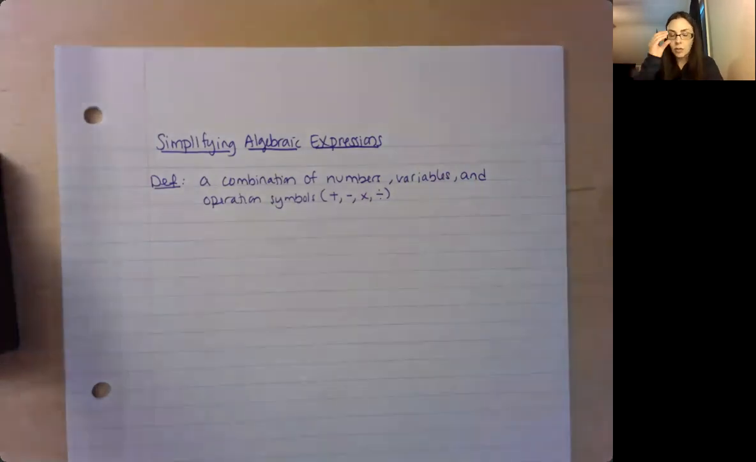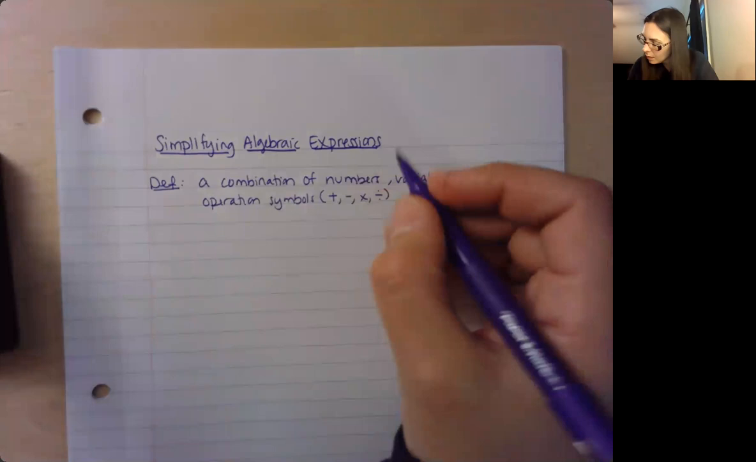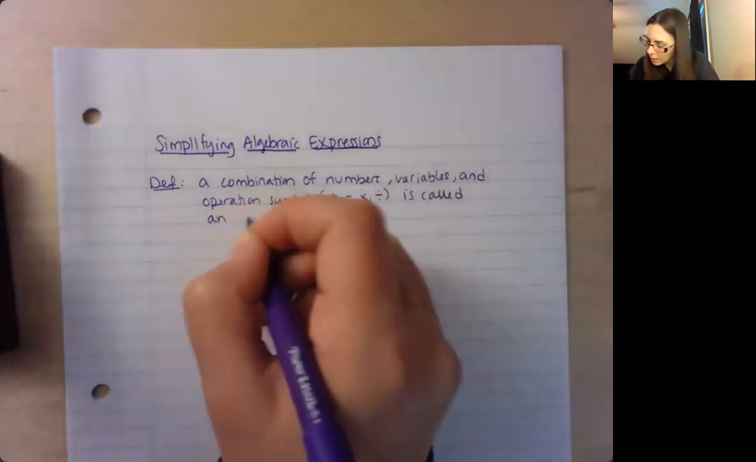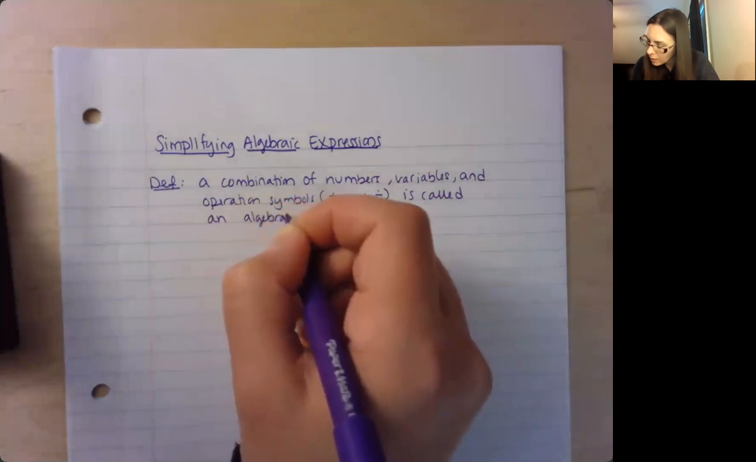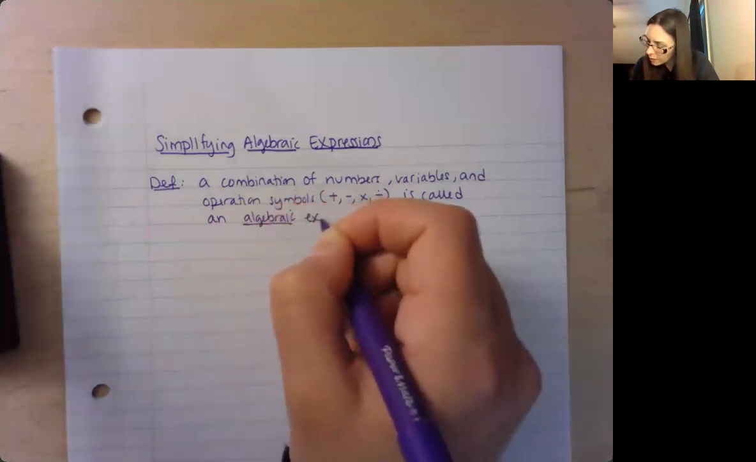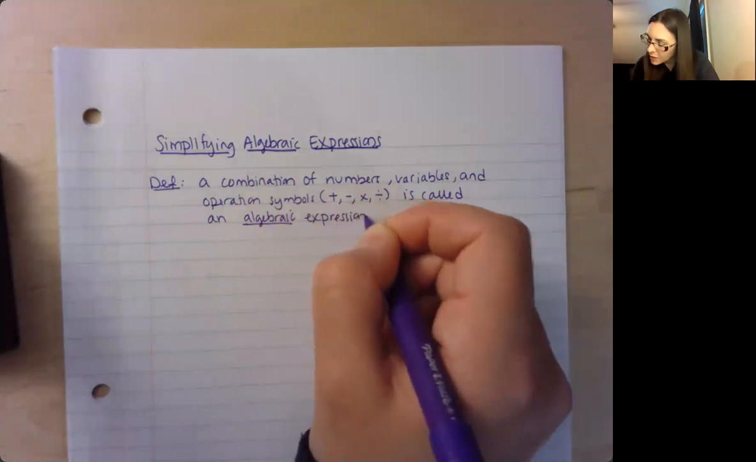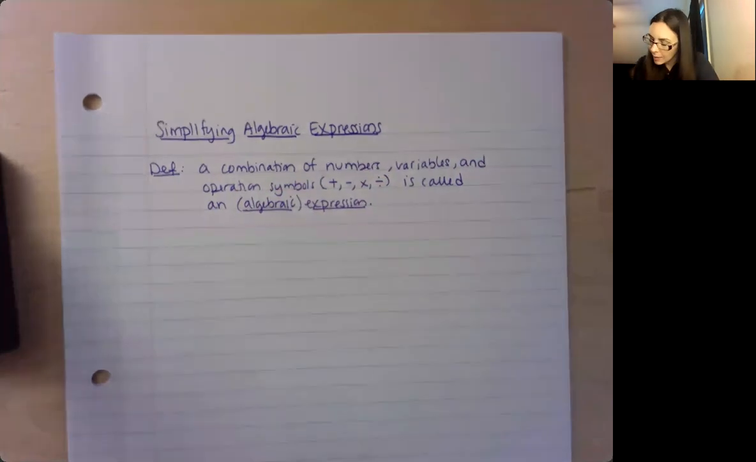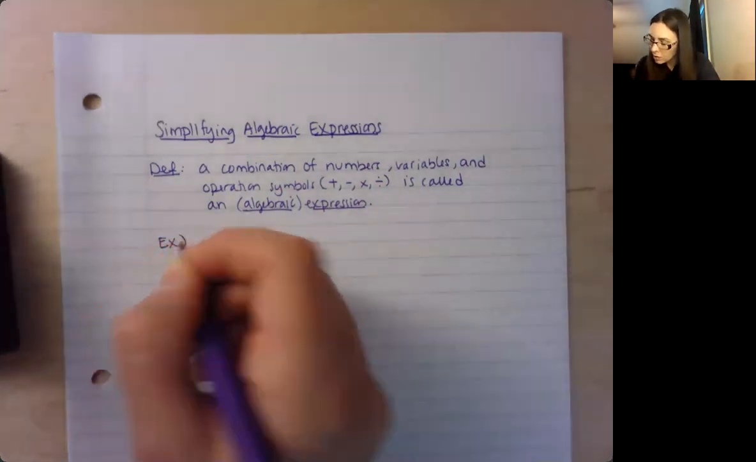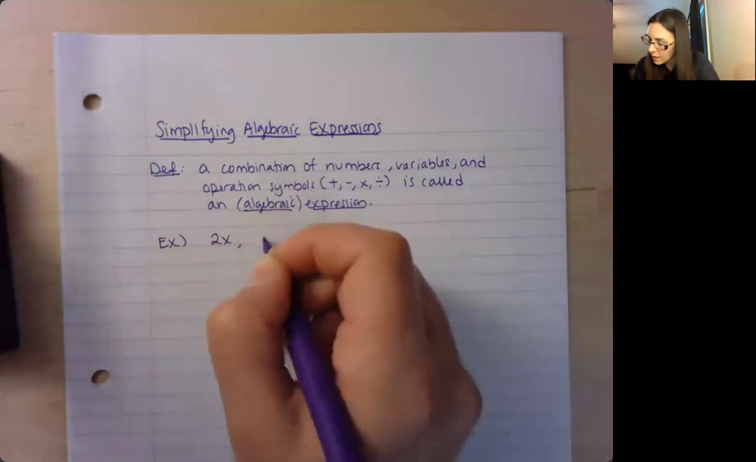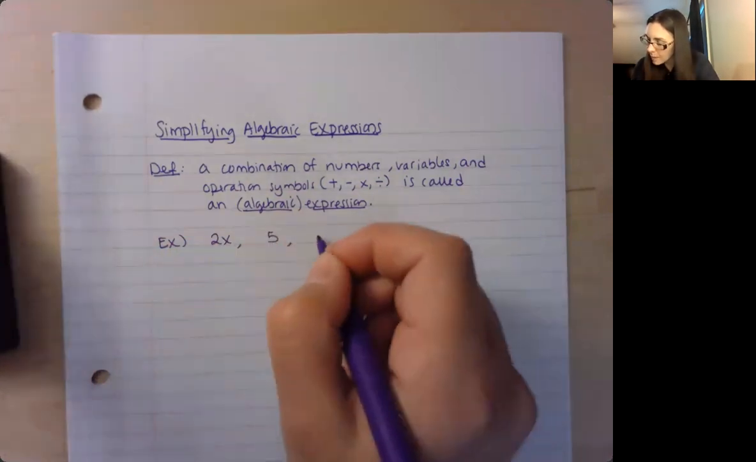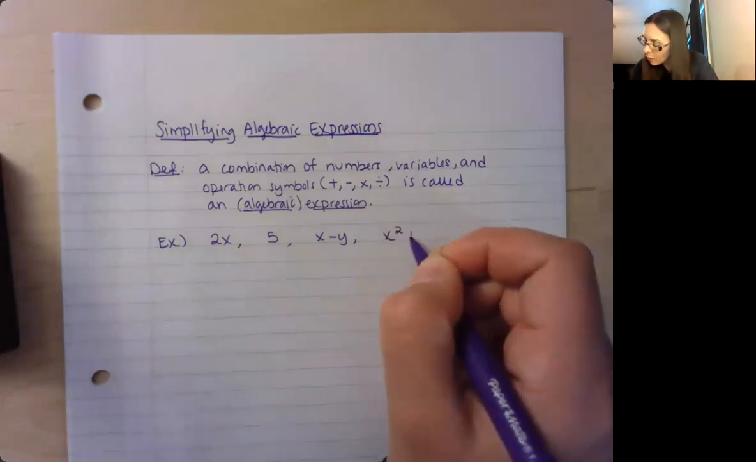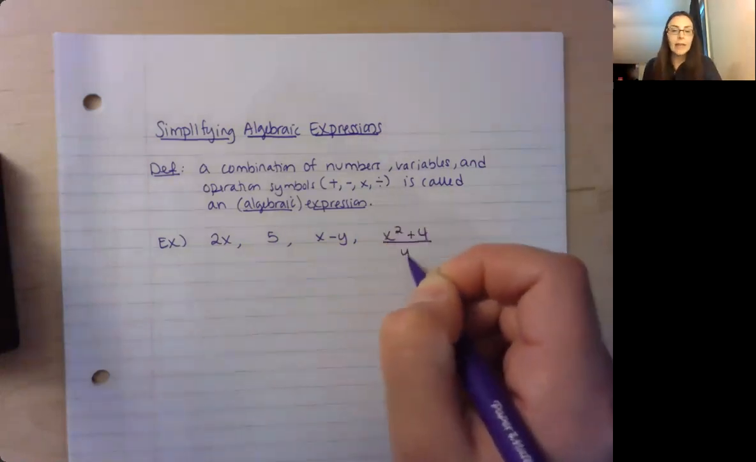Parentheses, fraction bars, those are all fine too. Is called an algebraic expression, or often we'll just say expression. So sometimes we'll leave off that word algebraic. And examples here would be things like 2x, the number 5, x minus y, x squared plus 4 over y, etc.